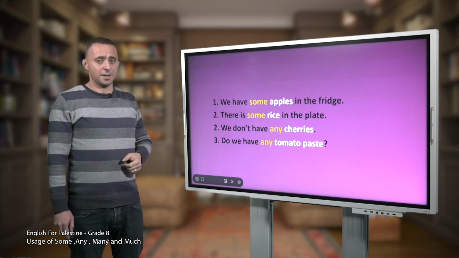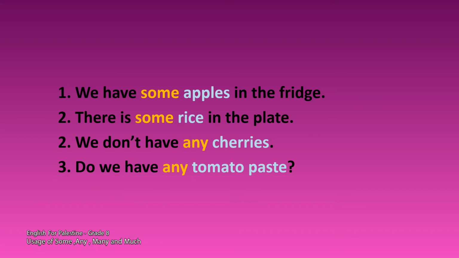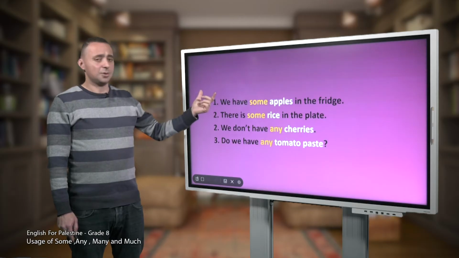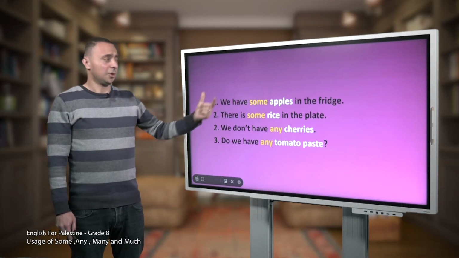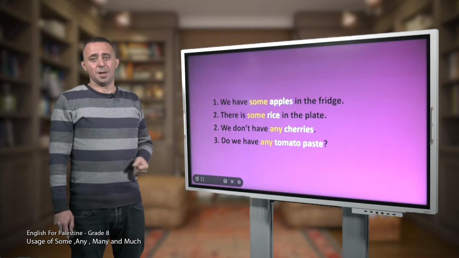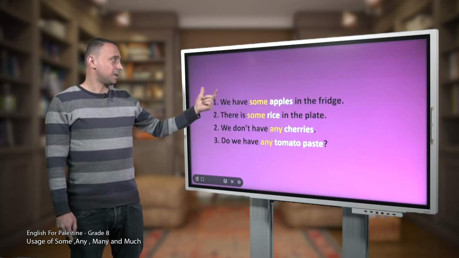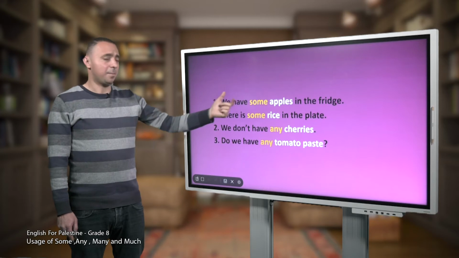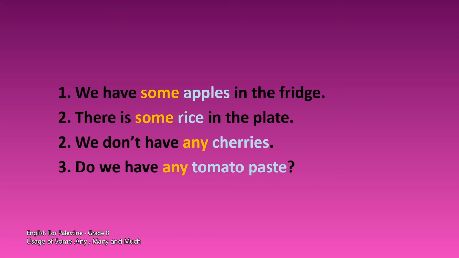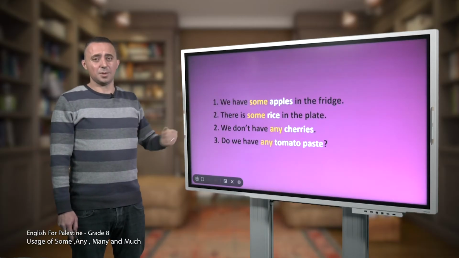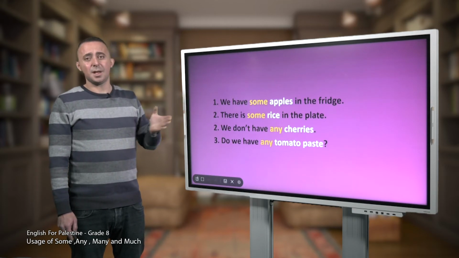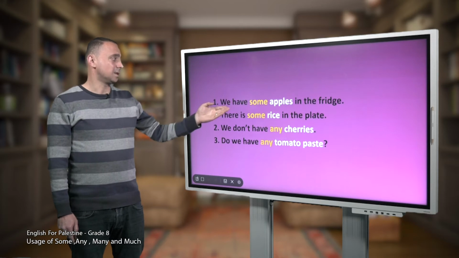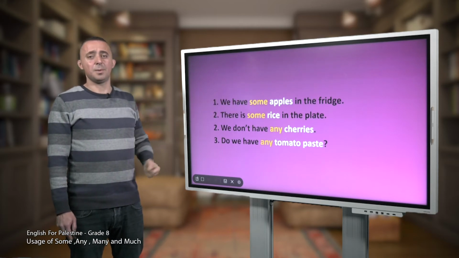Here we have examples. Let's read the first one. We have some apples in the fridge. Notice, dear students, some is followed by the word apples. Apples is a countable noun, right? And it's preceded by some. Number 2, there is some rice in the plate. Notice some is followed by an uncountable noun. Some can be followed by countable and uncountable nouns. Some rice. Rice is again an uncountable noun.